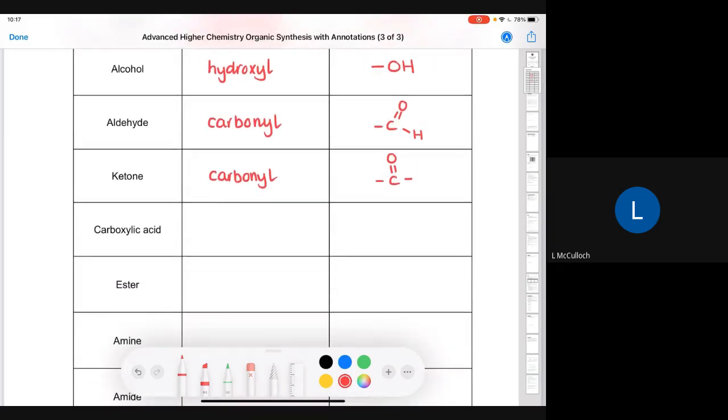We then have carboxylic acids, and our functional group there is a carboxyl group. So you can see some similarities in the names between carbonyl and carboxyl, but they are different functional groups. And the carboxyl functional group is a C double bond O bonded to an OH.